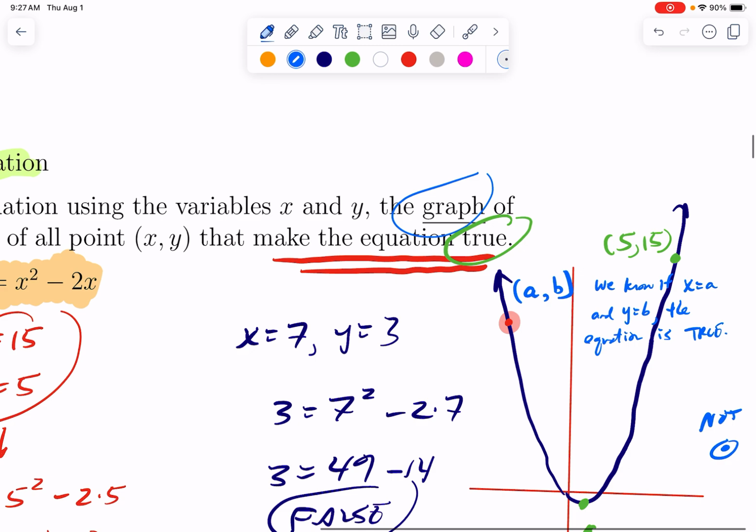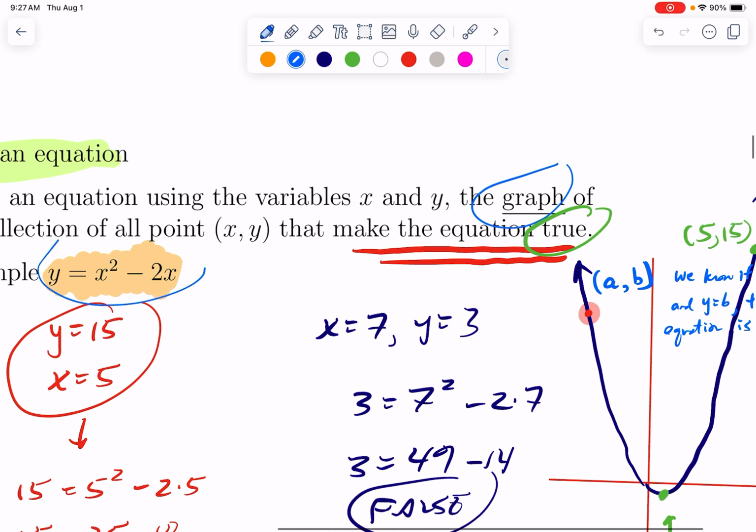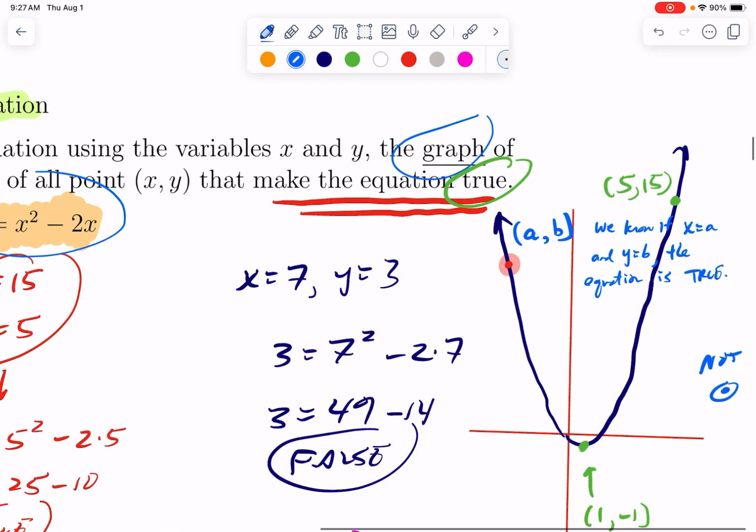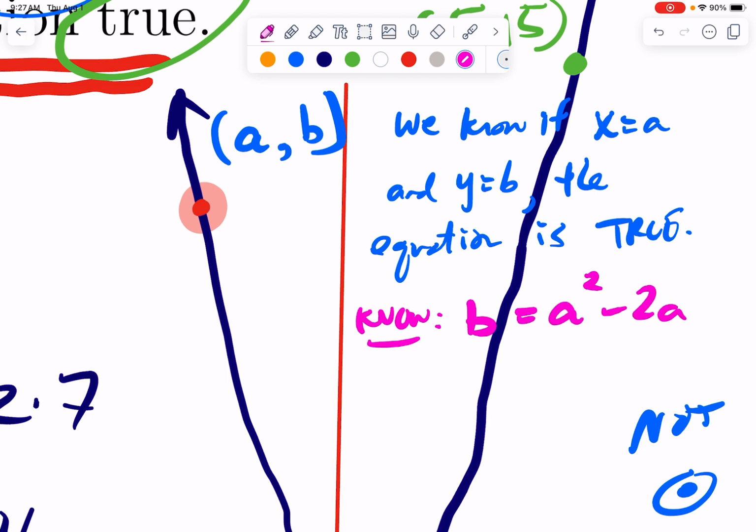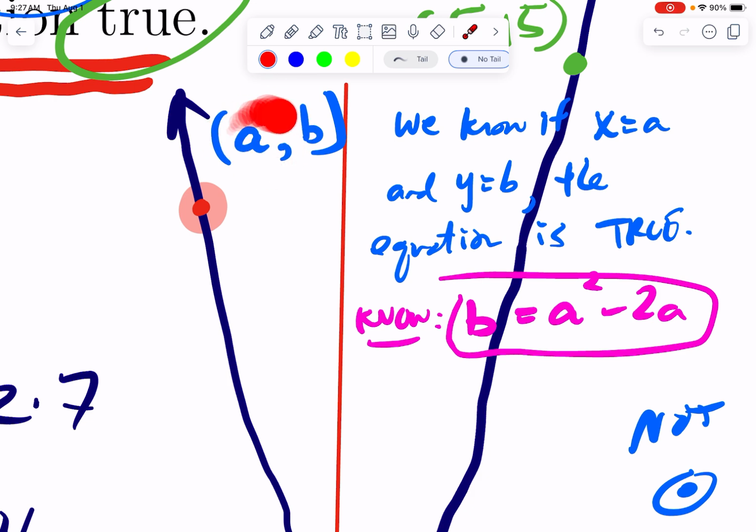And remember, our equation was y equals x squared minus 2x. So that means we actually know y, which is b, equals x squared minus 2x. We're being very abstract here. I don't know what those numbers are. But from the mere fact that this point is on the graph, I know that this algebraic fact is true.